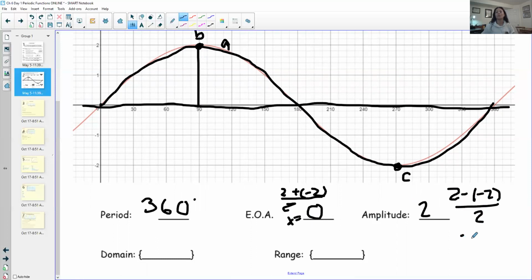4 divided by 2 is 2. Okay, and that's where our amplitude comes from. So in a scenario like this where it's easy to see the graph, you could read off of it, but this would be the formula that you could use to fall back on.